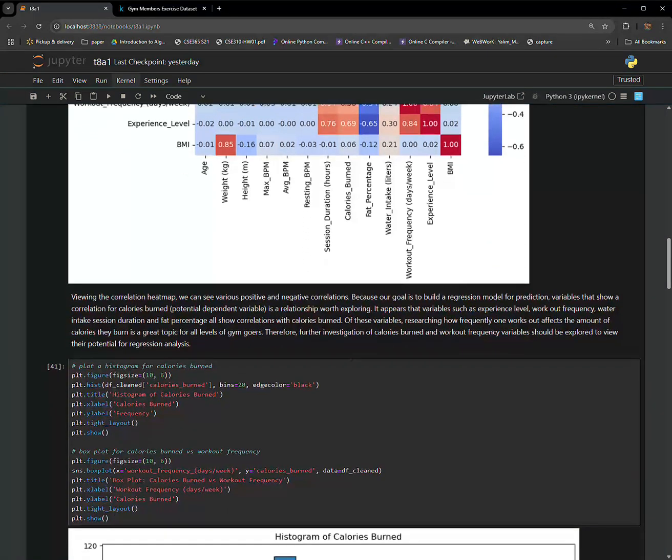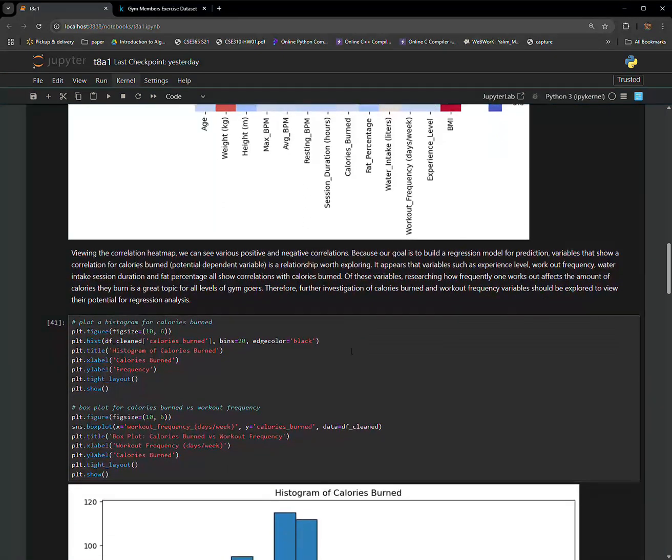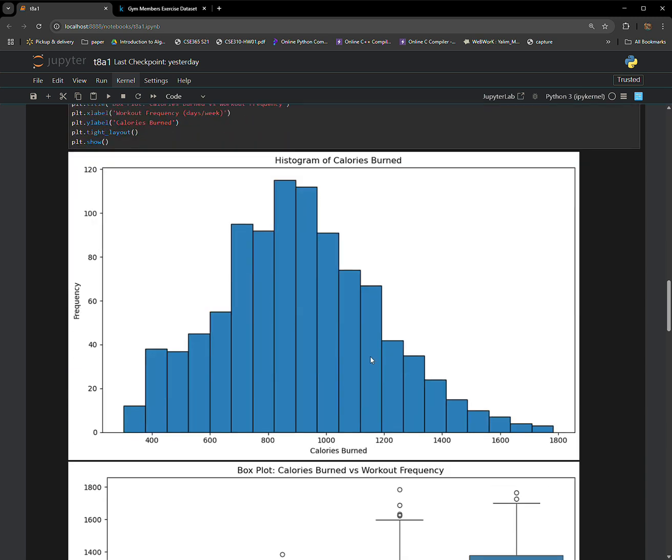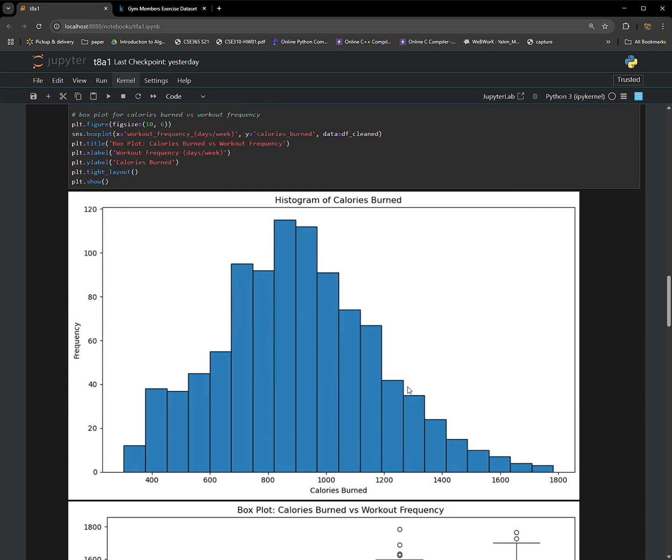But in order to go further, we need to look at the histogram of the calories, just so we can see the distribution of these calories burned. And then we can also do a box plot to look at the relationship between the calories burned and the workout frequency. So here's the histogram. We can see a slight right skew, indicating that there were a few members who burned a much higher amount of calories compared to most other members.